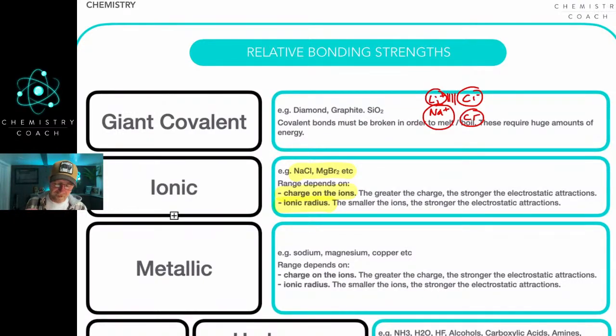Okay, so don't worry. They will only ever give you questions comparing ionic substances where the charge is different, but they're in the same period, so they've got the same outer shell, or the difference will be ionic radius. So if you look at two substances like lithium chloride and sodium chloride, the first thing, check for the differences in charge. If the charges are the same, then look for a difference in ionic radius, and the smaller one is always stronger in terms of electrostatic attraction.